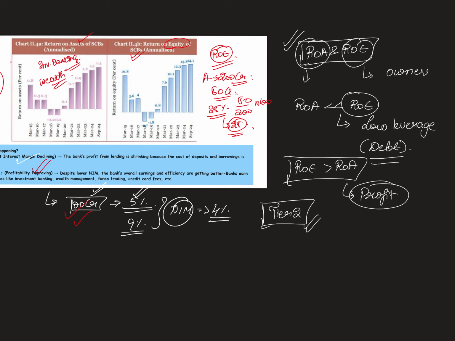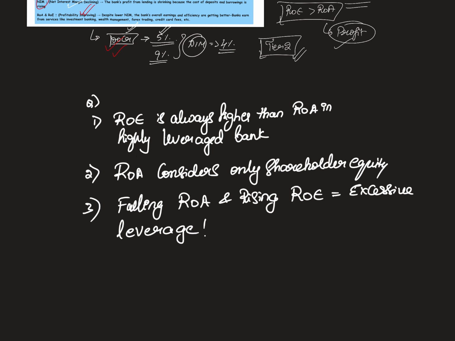So there can be a question by UPSC on this. What is the relation between ROA and ROE? This is a measure of profit. This is a measure of how much return the investor will get. If ROA is less than ROE, it means that debt is low. If it is more, profits are driven by debt. Just understand this correlation.